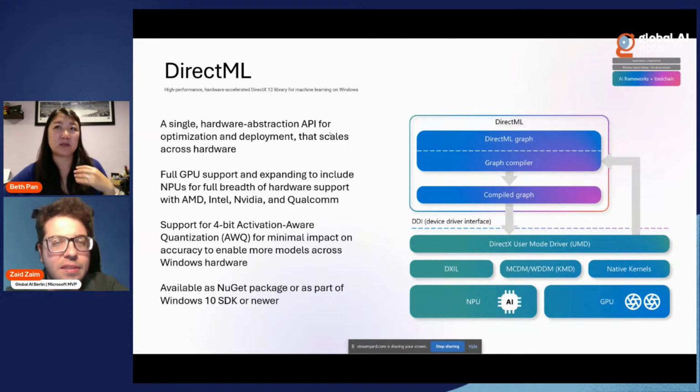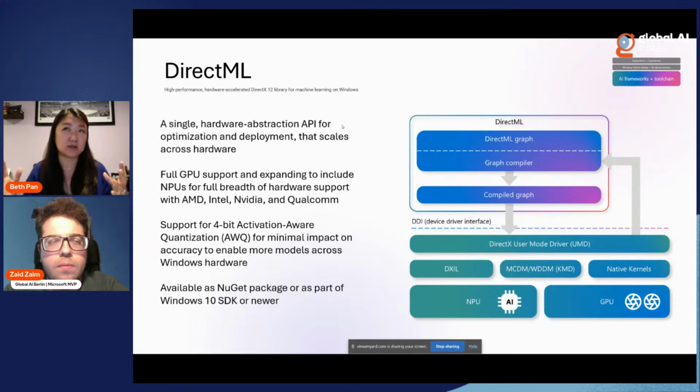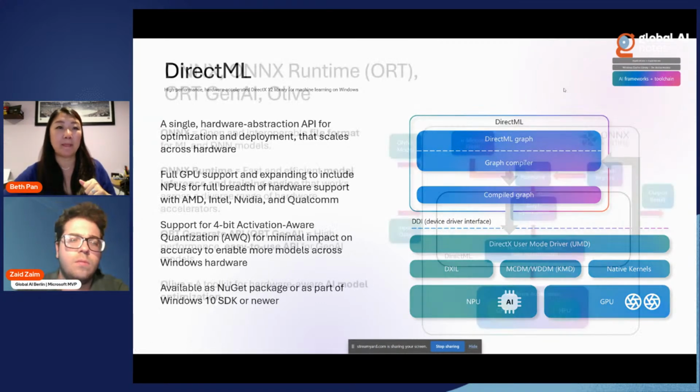But when you bring your own model, like we showed you with the Notes app, this is when you get to the actual APIs and frameworks. And DML is a single hardware abstraction API that allows you to optimize and deploy models across everything Windows has, whether it's running on Intel or NVIDIA GPUs, or we're working to include NPUs as well. It also supports 4-bit AWQ quantization so that you can make your models as small as possible and still maintain accuracy. And this is available today. It's actually been available for a while now. You can use it as a NuGet package, including in your .NET and C# application.